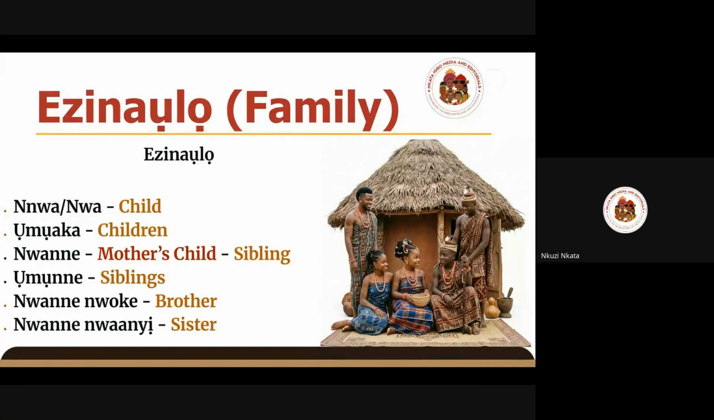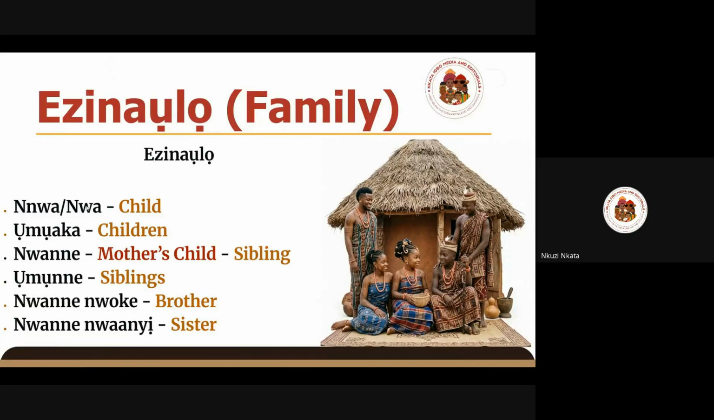They could be non-Igbo, and they still see this person and say "nwanne." Some even see fellow Africans out and say "nwanne," right? But then it depends on you to know to which extent you extend the meaning of "nwanne," right? But then majorly it's your sibling. Then umunne, siblings. So umunne is a plural for nwanne.